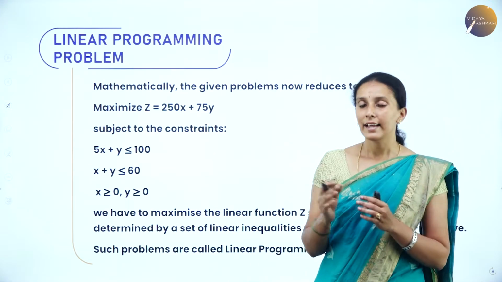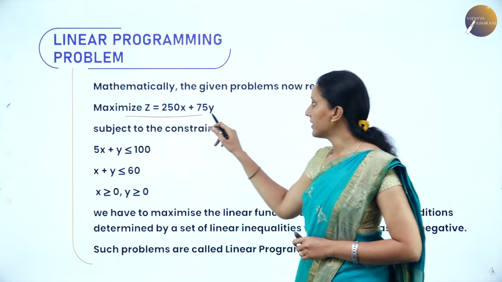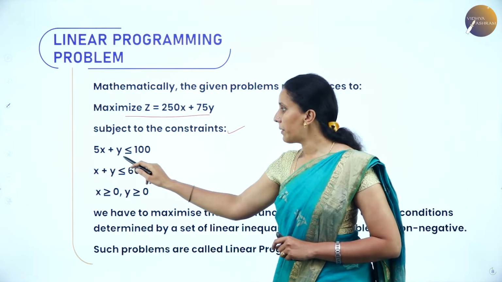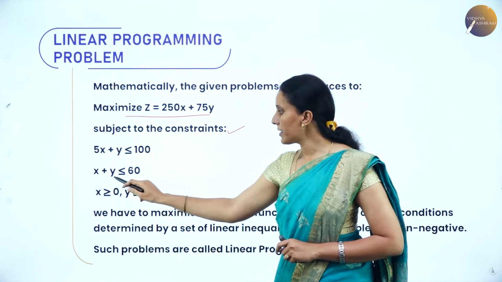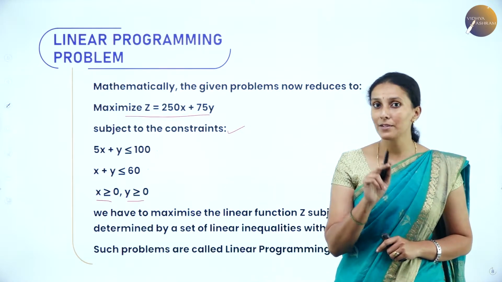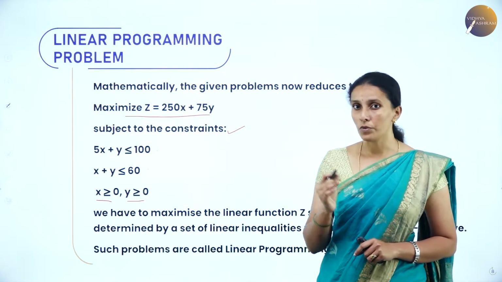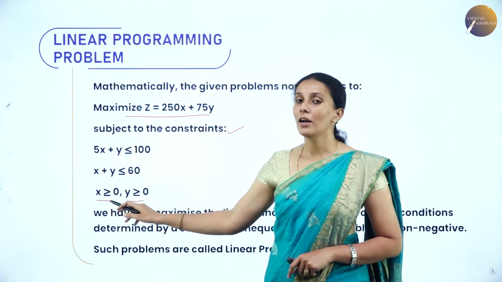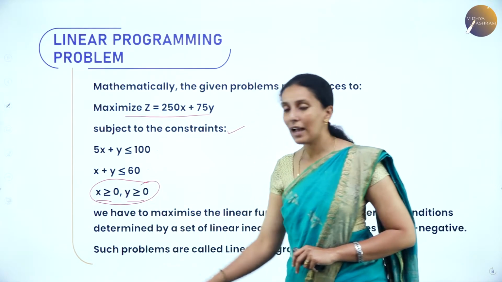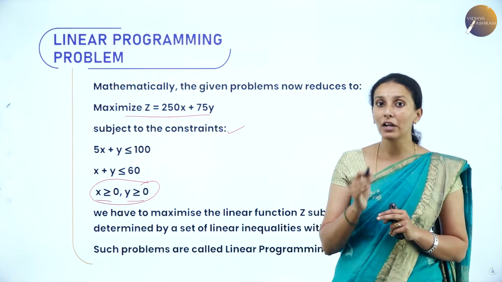So as I said, the example which I have taken can be stated mathematically as: maximize z is equal to 250x plus 75y subject to the constraints 5x plus y less than or equal to 100, x plus y less than or equal to 60, x greater than 0, y greater than 0. X represents the number of tables, y represents the number of chairs. When I say number, it means count, so the inequality says they are greater than or equal to 0. Therefore, in a graph, when I say x greater than 0 and y greater than 0, the solution will be in our first quadrant.